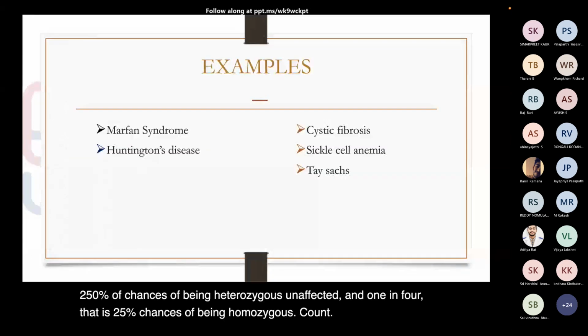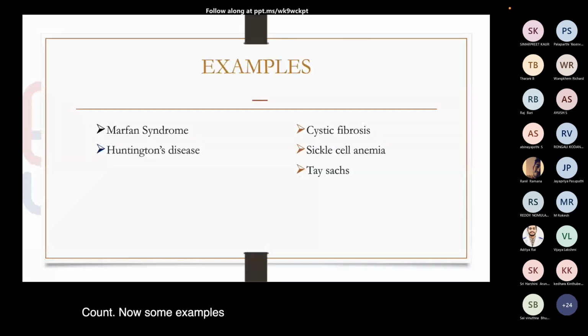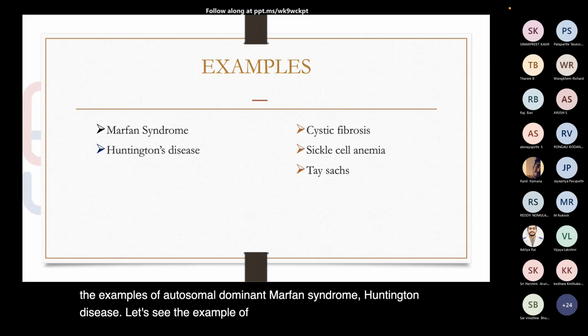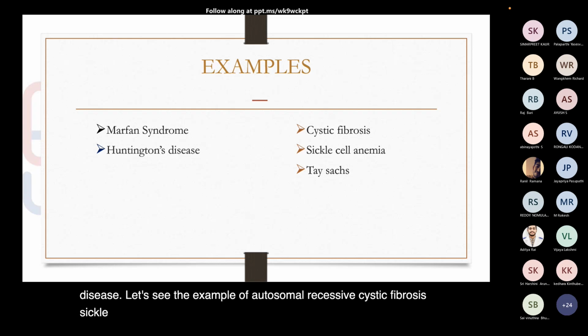Now some examples will be explained by Abhinaya Jyoti. Let's see the examples of autosomal dominant: Marfan syndrome, Huntington disease. Let's see the examples of autosomal recessive: cystic fibrosis, sickle cell anemia, Tay-Sachs. Now the Marfan syndrome will be explained by Sham.